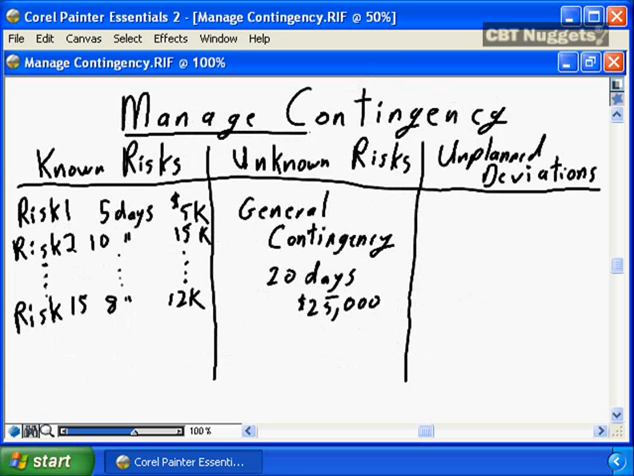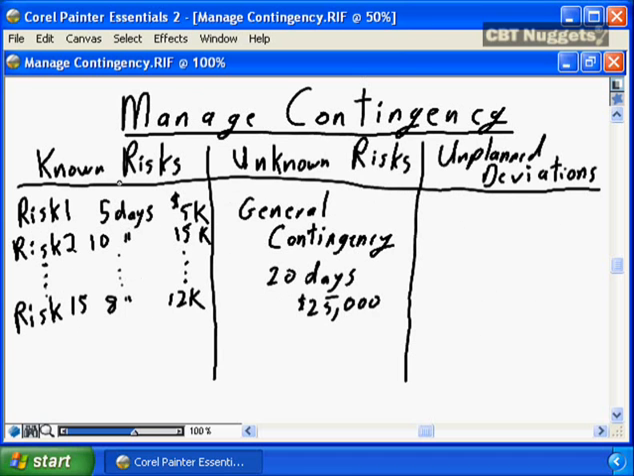Managing the contingency is the most difficult part of risk management, the most difficult part of monitoring and control. We have defined our contingency into 3 buckets. We have the known risks. We have risk number 1 with a contingency of 5 days and $5,000. We have our unknown risks, where we have a general contingency of 20 days and $25,000. And we have these on-plan deviations.